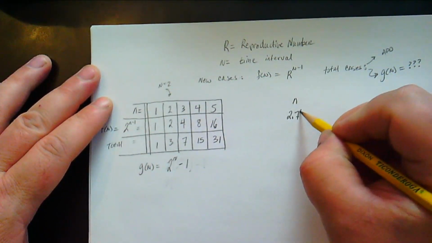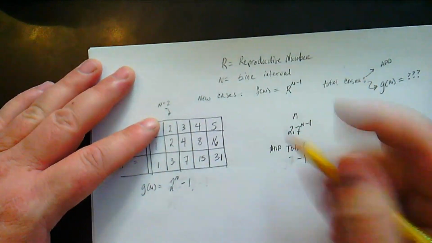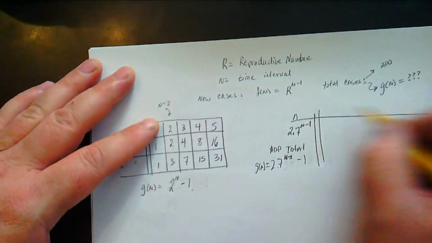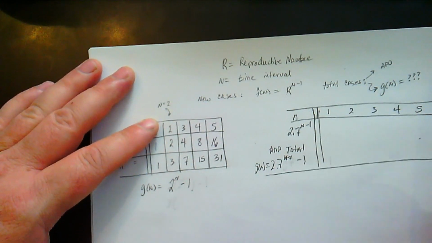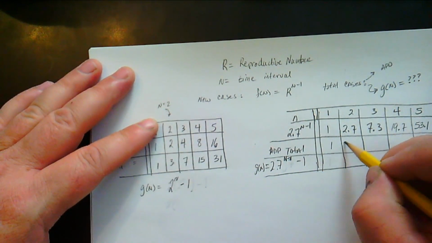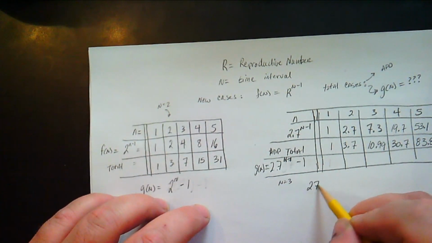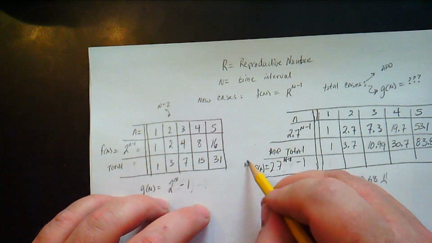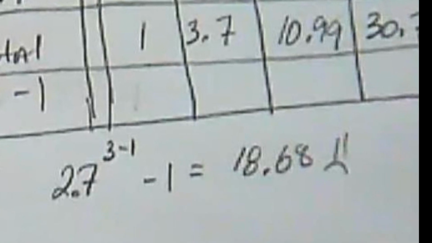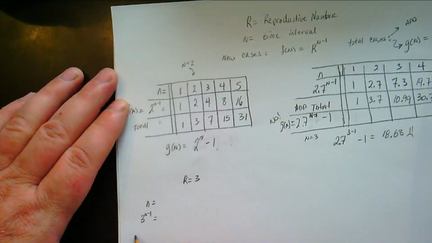We found that 2 to the power of n minus 1 gave us the total number of cases for r equals 2. Then when we were going over it together, I made a mistake and I should have known better. Definitely should have known better, but I tried to use the same exact formula for r being 2.7. And it didn't work. It didn't work at all. Epic fail.